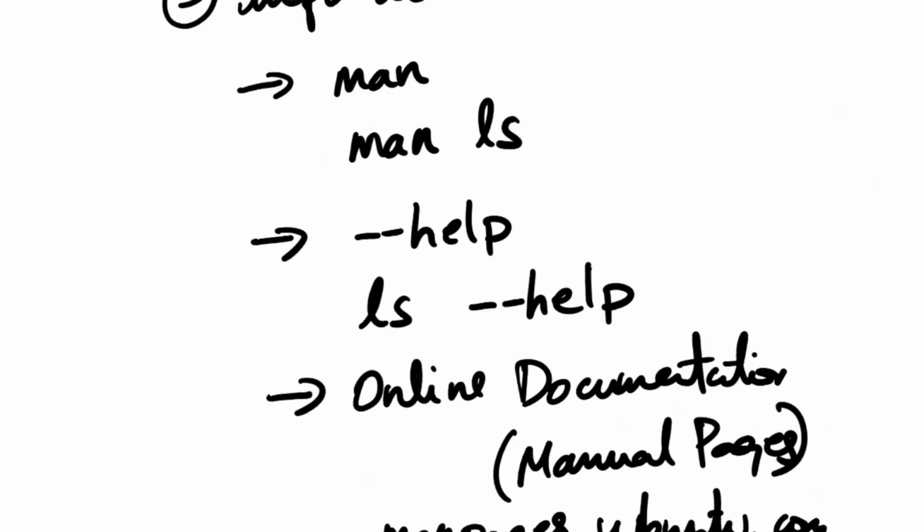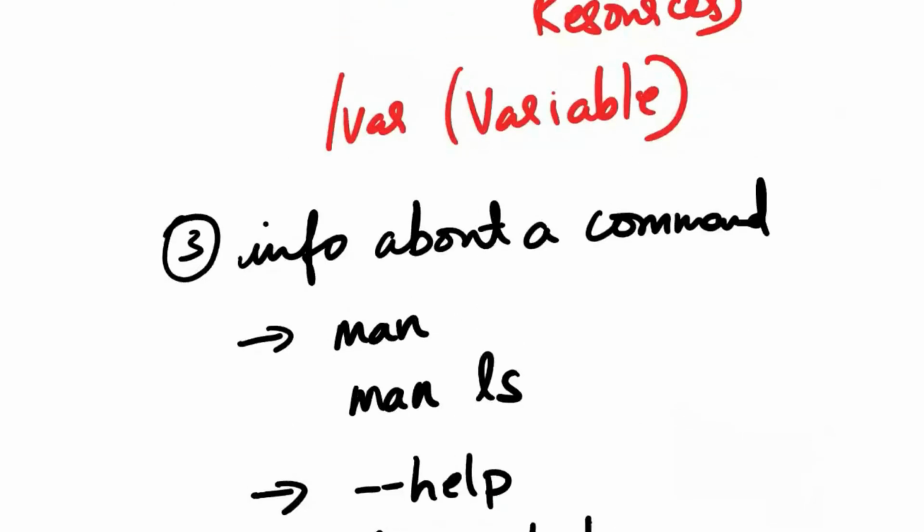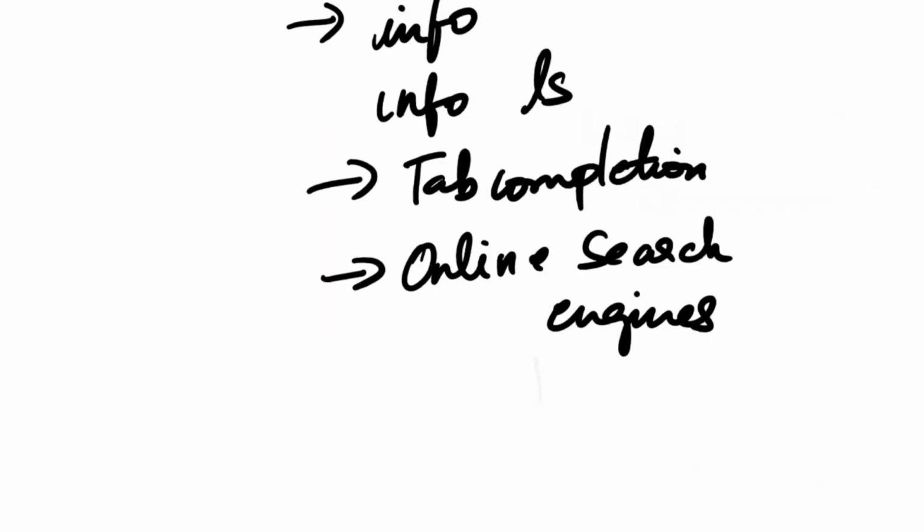Remember that the availability and format of documentation may vary slightly between different Linux distributions. Using the man command and the dash dash help option are usually the quickest and most reliable ways to access information about a command, while online documentation can provide additional context and examples. Let's go to the next question.